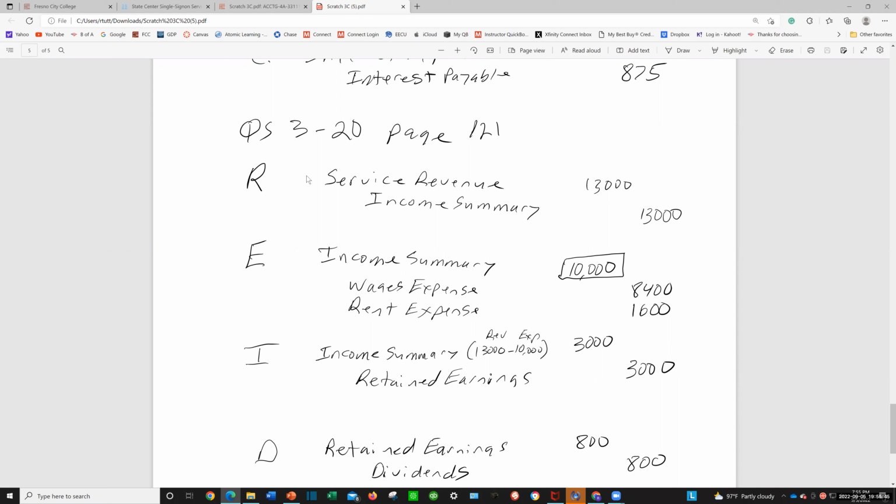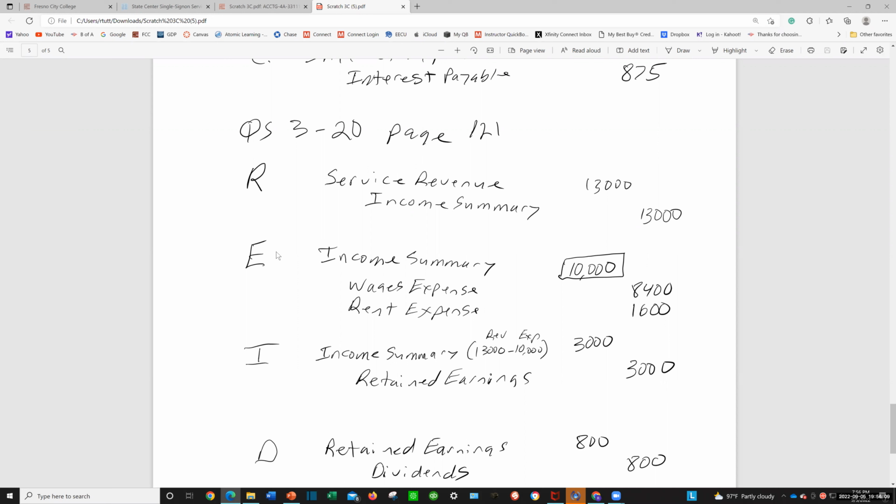Okay, so first off, we're going to close revenues. So what's our revenues? Well, our service revenue is 13,000, and you have to know that revenue is a credit balance. So how do you get rid of a credit balance? Well, you debit it. You take it out with a debit balance. And where do you put it? In the income summary.